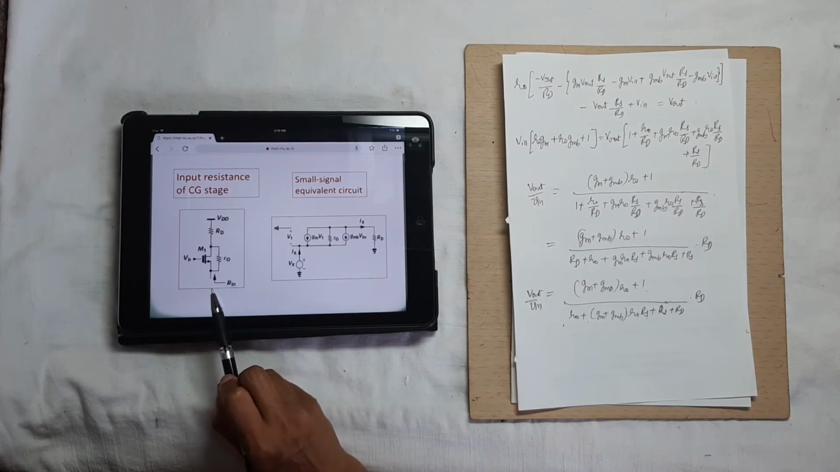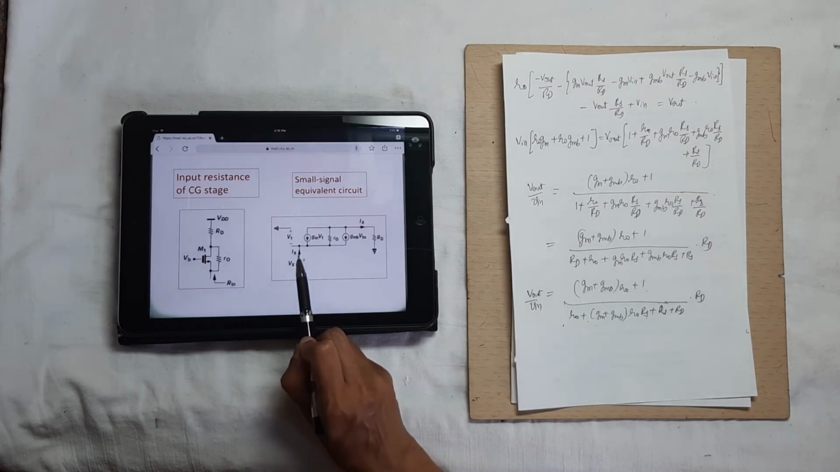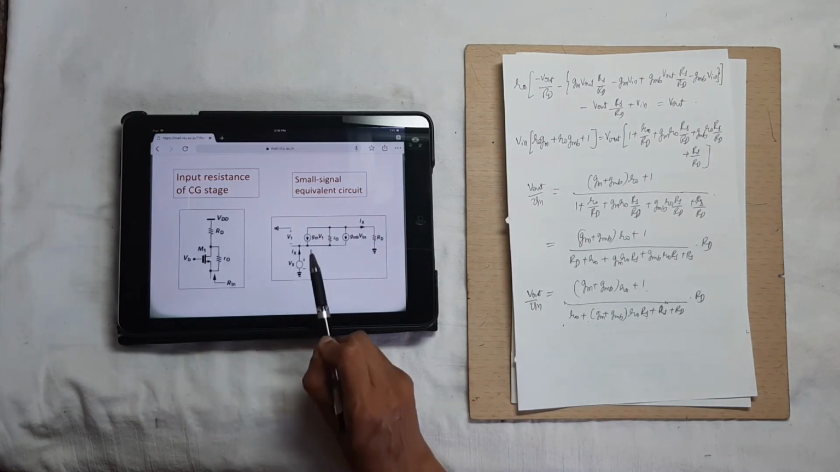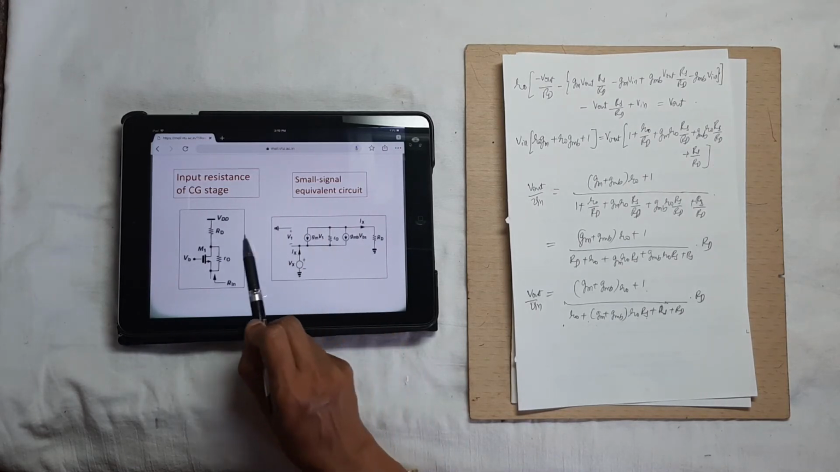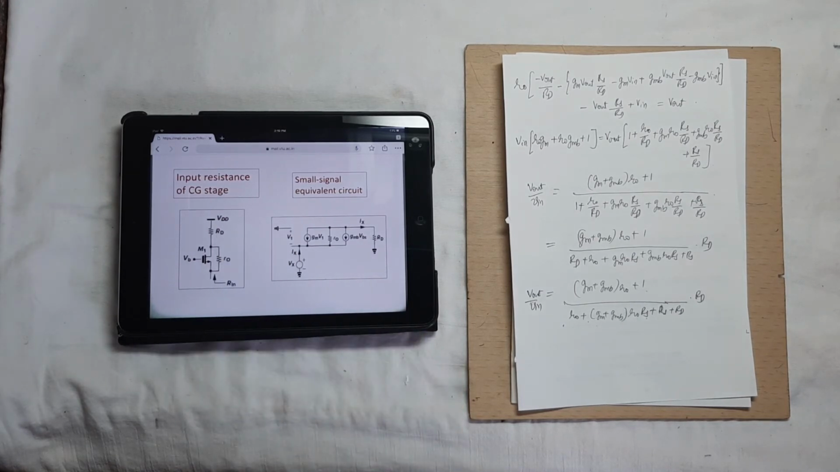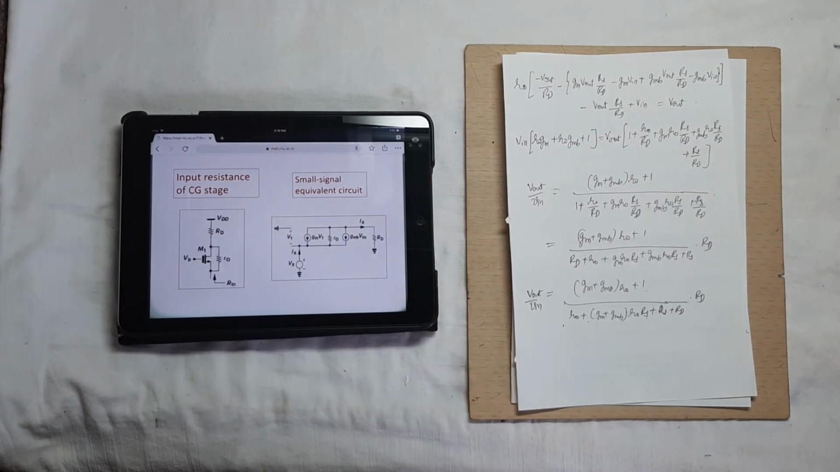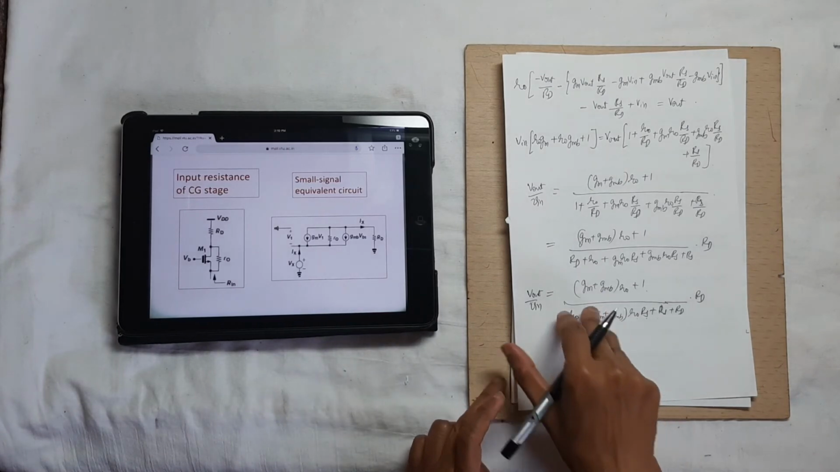Whenever we have to measure the resistance, we need to introduce a voltage source Vx, and because of that the current Ix is flowing, and this part remains as it is. This is grounded, and similarly RD and VDD are grounded. Now we have to solve this small signal equivalent circuit to find out the resistance.